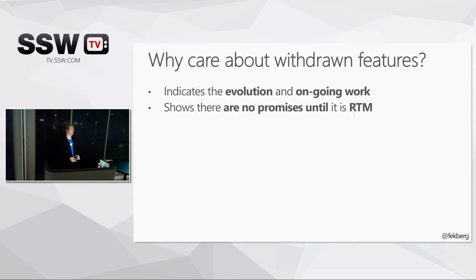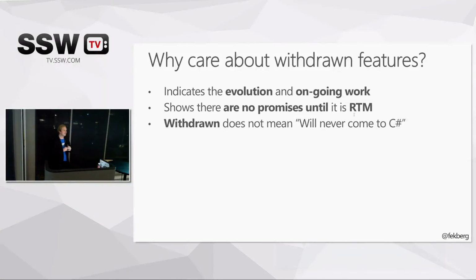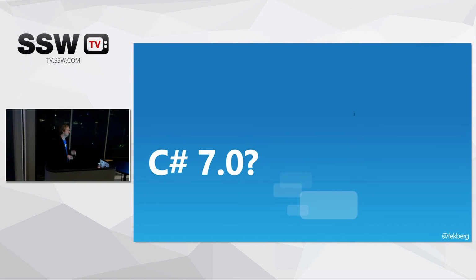And it also shows that there's no promise until it RTMs. So until July 29th, or 20th, I cannot promise that these features that I've talked about will show up in Visual Studio 2015, but they sure are present in the RC versions. And interestingly enough, withdrawn features does not mean that they will never turn up. It doesn't mean that it's features that will never show up in the next version of C#. And we'll see that now when we talk about C#7.